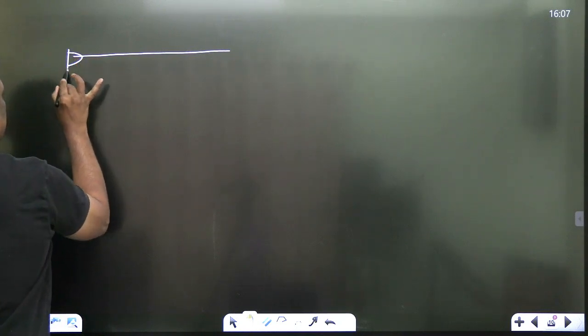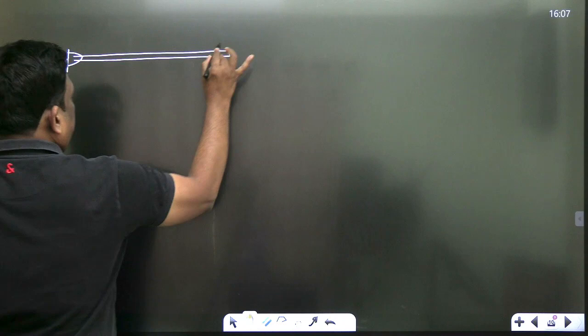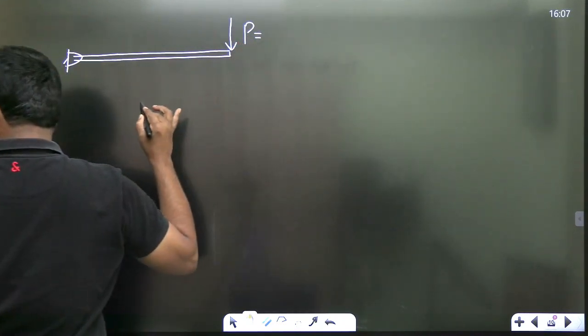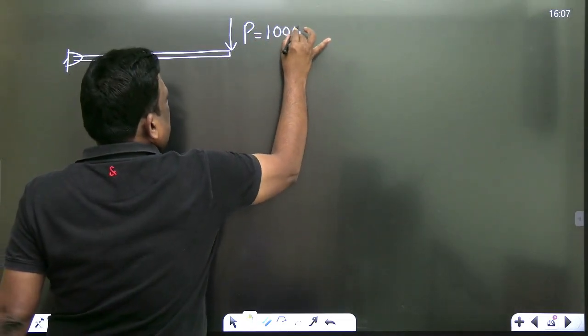This is hinged. Right. And now, there is a load of P. How much is that P? This is given as 1 kilonewton, so I'll write it as 1000 Newton.